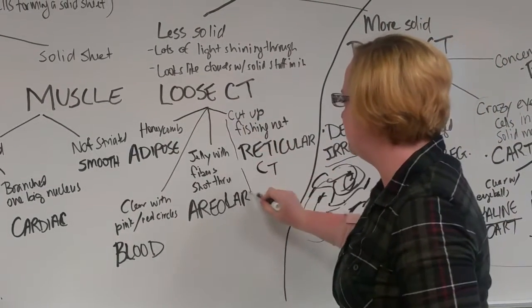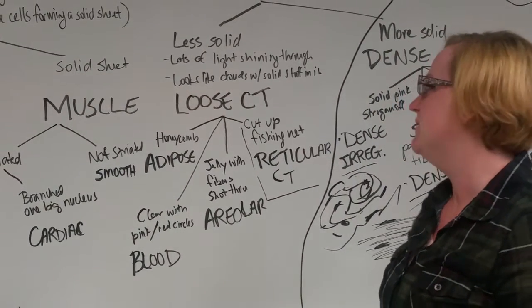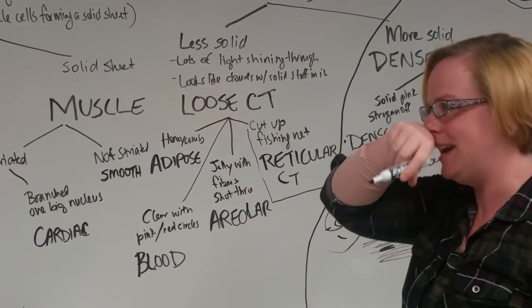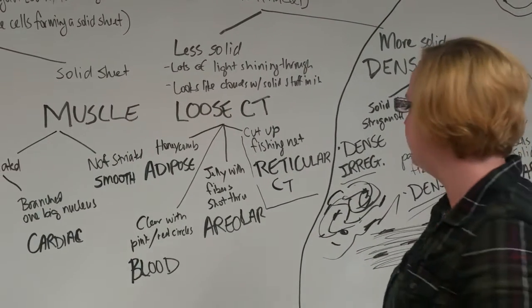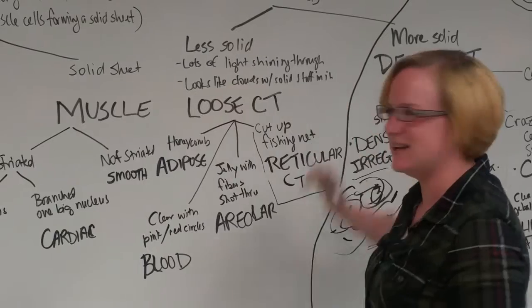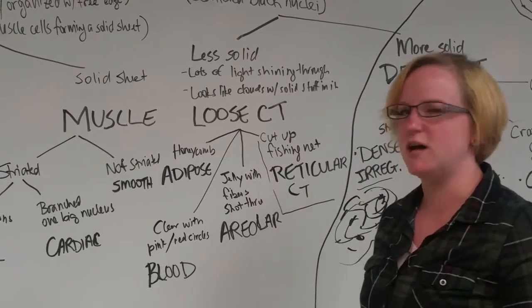The most easily recognizable one here is going to be the reticular connective tissue. This is a connective tissue that you're going to find in stuff like the liver or the spleen or other lymph nodes. But it kind of looks like a cut up black fishing net, and some people say it even looks like a cherry blossom tree.